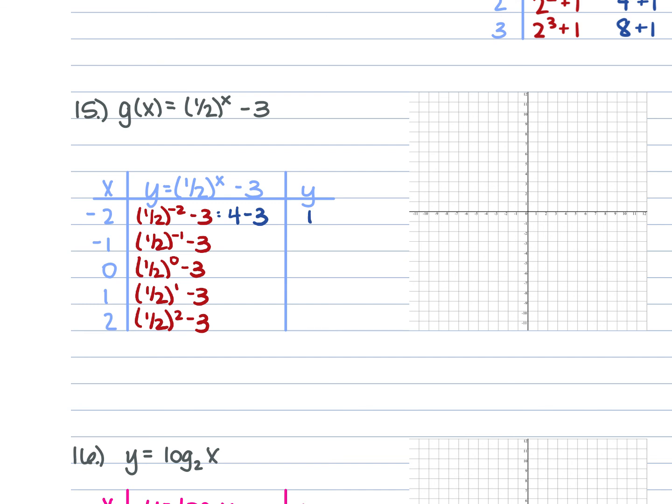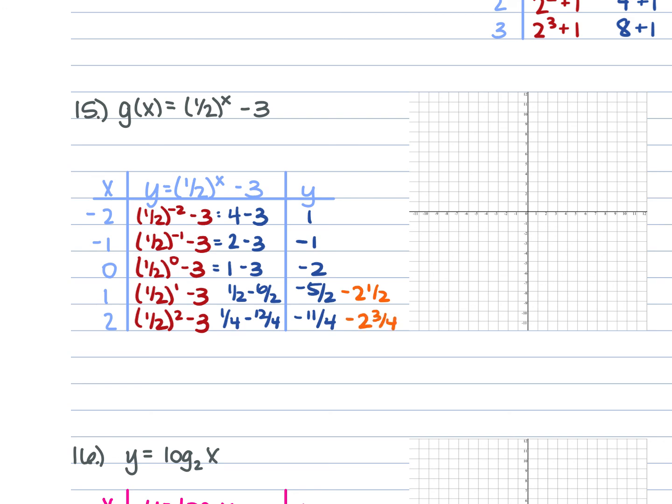The 1/2 to the -1st power is 2 minus 3, which is -1. Then we have 1/2 to the power of 0, which is 1 minus 3 is -2. 1/2 to the 1st power is 1/2, minus 3 is 6 over 2 to have those like denominators, so it's going to be -5 over 2. And then that 1/2 to the 2nd power is 1/4, minus 3, which is 12 over 4, is going to give us -11 over 4. If you want to, this -5 over 2 is the same thing as saying -2 and 1/2. And that -11 over 4 is the same thing as saying -2 and 3/4.